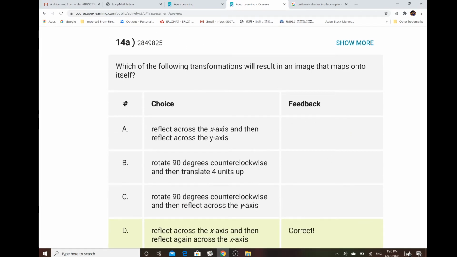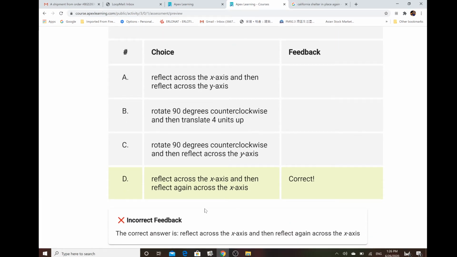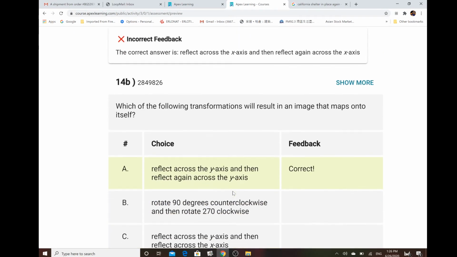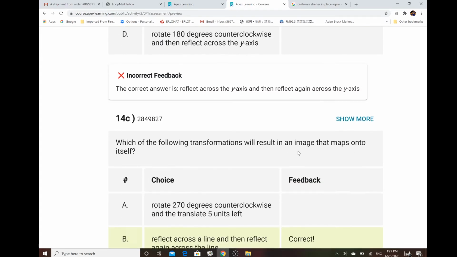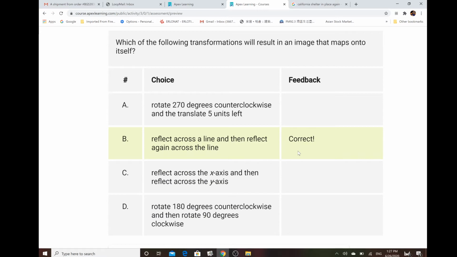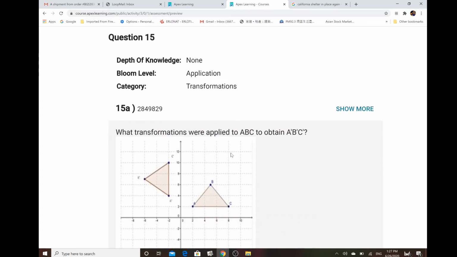And which of the following transformations will result in an image that maps onto itself? Anything where you reflect across the x-axis, and then you reflect it again across the x-axis. That means it's going back to the exact same position. And the other one is quite similar, reflecting back and forth on the y-axis. And then for C, reflect across a line, and then reflect across the same line again. So it's getting back to the original position.